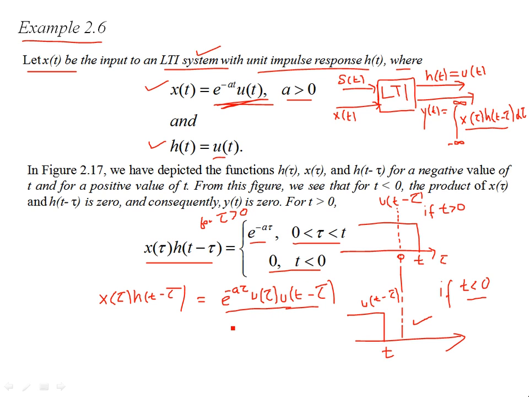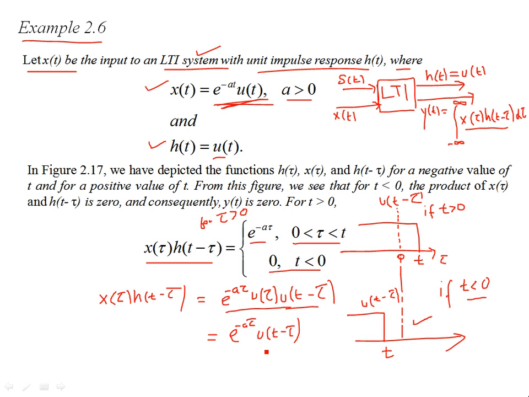But when t is positive, then you have a certain area to integrate. So you see this will be e to the minus a tau, and then I can write this as u(t minus tau) as well, because that's the common area, u(t minus tau).